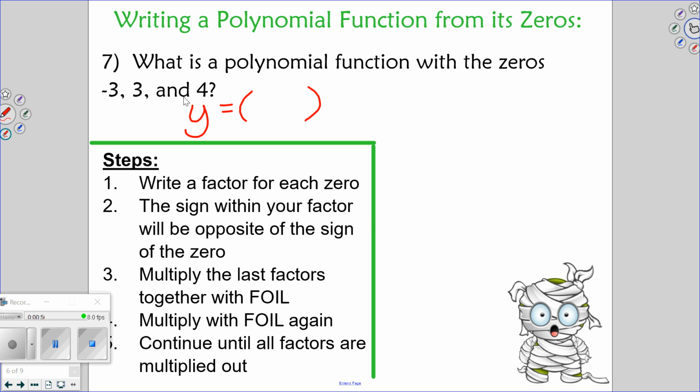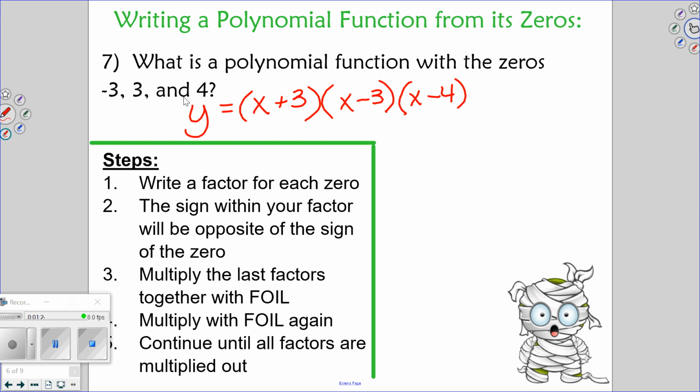All right, so where does negative 3 come from? What factor would that come from? X plus 3. Right, because if I asked you to solve that, you'd set it equal to 0, and you'd have to subtract the 3 to the other side to get the answer. So where does 3 come from? X minus 3. And where does 4 come from? X minus 4. Yes. The sign within your factor will be the opposite of the sign of the 0.